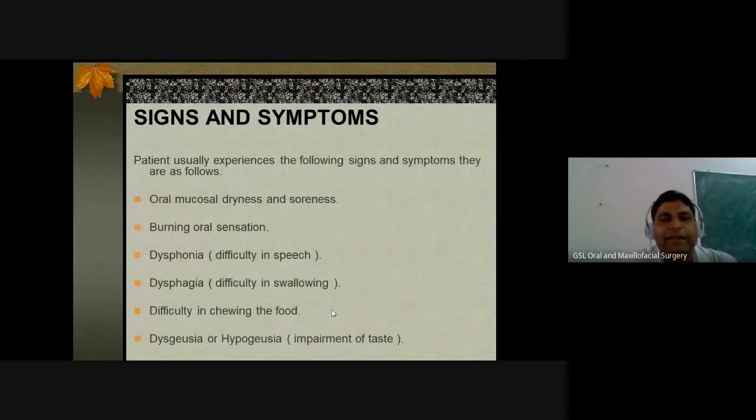What are the signs and symptoms? Oral mucosal dryness will be there. Patient will have a dry mouth. Patient will be exhibiting some burning oral sensation. There will be difficulty in speech, difficulty in swallowing, difficulty in chewing food, and difficulty in attaining.